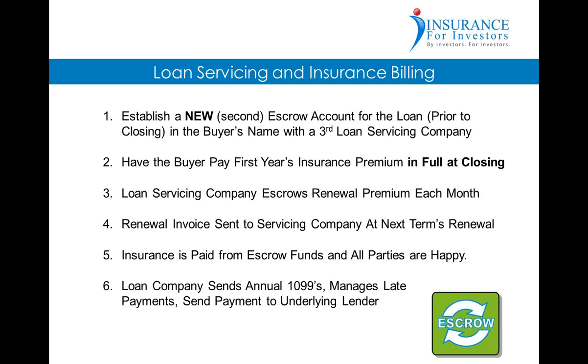Now, you're going to ask me a question. Well, doesn't that mean the buyer's paying for insurance twice because there's another escrow account? Yes and no. We'll talk about that later in the presentation. That buyer, ideally, just like in a regular traditional closing, should pay for that first year's insurance premium in full, so that it's paid for the entire year, and then that new escrow account in their name accumulates funds with each month's payment so that the renewal bill is sent to that loan service company at renewal, and it's paid, and everything works like it should. The renewal invoice is sent to the loan service company. It gets paid. Everybody's happy.